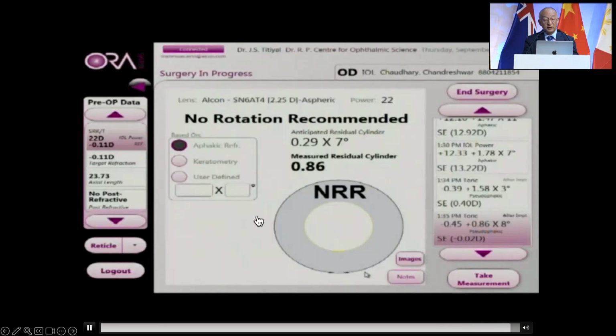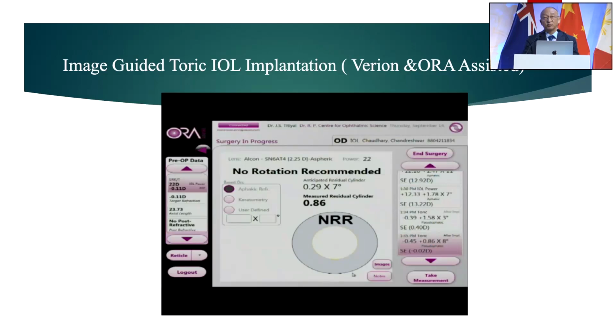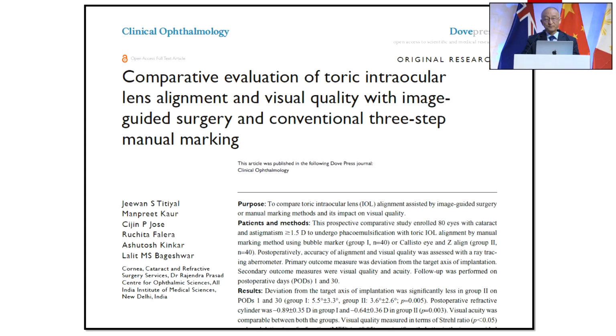It takes 40 readings immediately and tells you on the table that no rotation is required for this patient and what will be the residual cylinder also. So that is a very effective way to manage, especially cases of post-refractive surgery where your astigmatism may be difficult to sometimes measure in a pre-op condition. This is a very good way to look into these cases also.